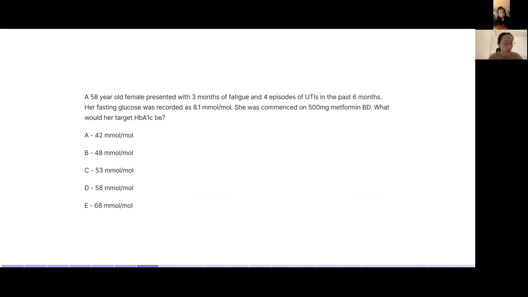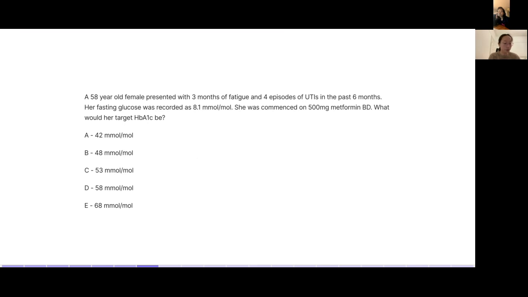Okay, so next question. A 58-year-old female presented with 3 months of fatigue and 4 episodes of UTI in the past 6 months. Her fasting glucose was 8.1. She was commenced on 500 milligrams of metformin BD. What would her target HbA1c be?